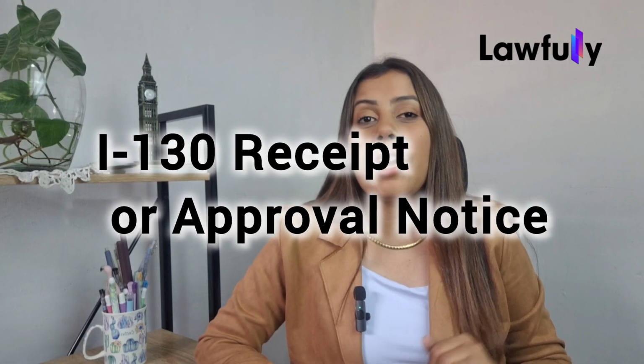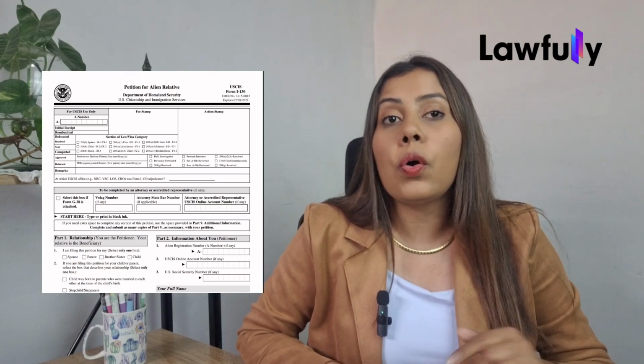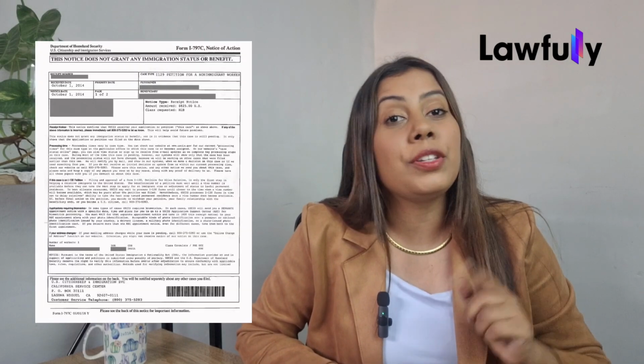I-130 receipt or approval notice. In general, if you are filing as a beneficiary of an immigrant visa petition, you may file an adjustment application only after USCIS has approved your petition and an immigrant visa number is immediately available. That's why it's necessary to have your I-130 receipt or approval notice at hand when you're gathering all the documents.